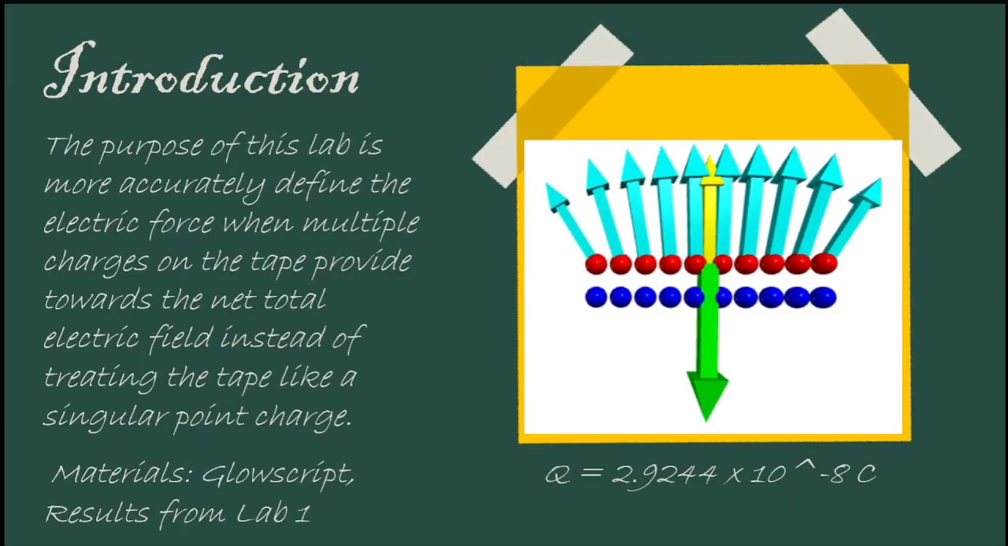The purpose of this lab is to more accurately define the electric force when multiple charges on the tape contribute towards the net total electric field, instead of treating the tape like a singular point charge. The materials for this lab are GlowScript and the results from Lab 1. And a brief preview of the result is on the right, with Q equaling 2.9244 times 10 to the negative 8 coulombs.